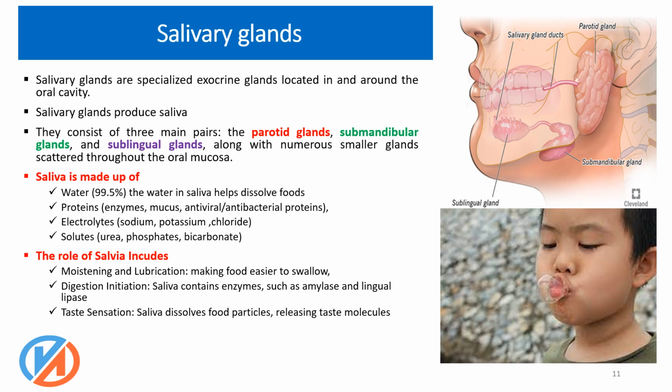These are actually used to neutralize the acidity of the oral cavity. Saliva has different roles. The first one is moistening and lubrication. This makes the food easier to swallow.